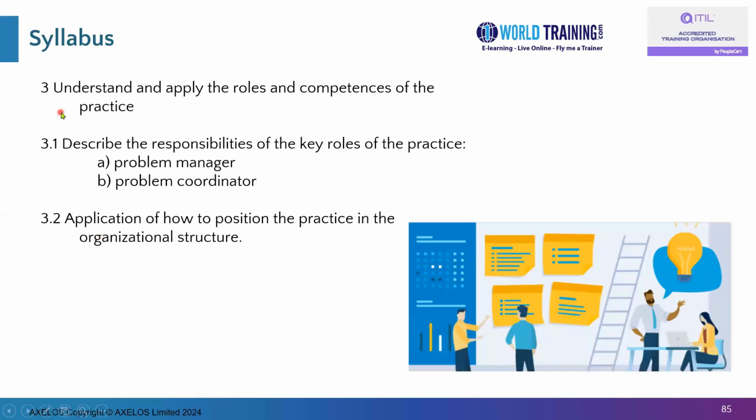The exam syllabus is specifically to understand and apply the roles and competencies of the practice. There are, in particular, 2 specialist roles in this practice: the problem manager role and the problem coordinator role. And we will also see how to apply the practice within the organization structure.